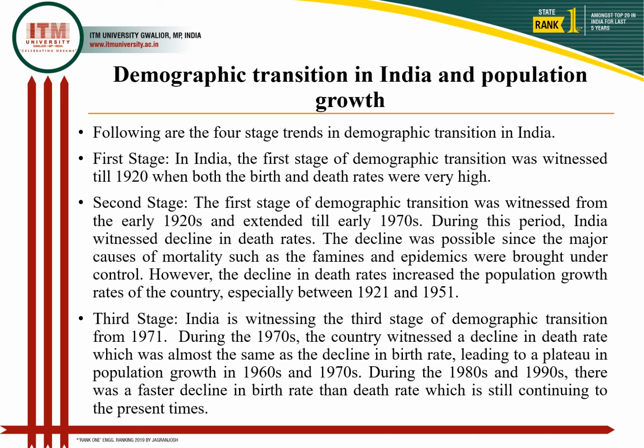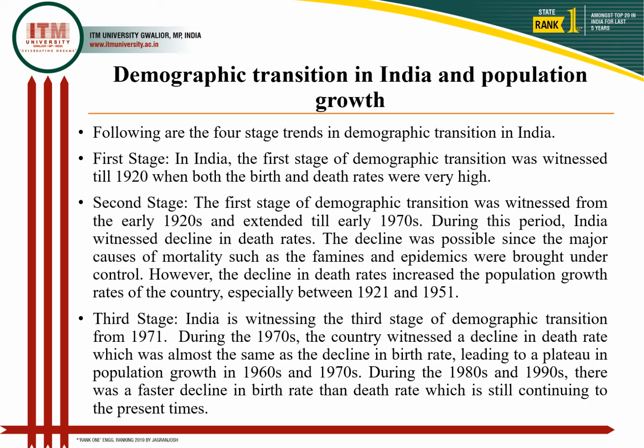Another point that we have to discuss is demographic transition in India and population growth. Demographic transition in India can be divided into four stages. The first stage was up to 1920, when the birth and death rates were both very high, because of uncontrolled natural calamities, you can say positive checks by nature.